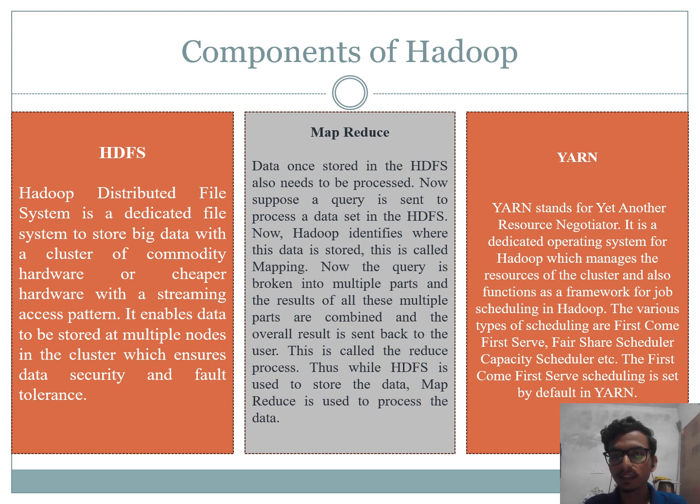Then YARN. YARN stands for Yet Another Resource Negotiator. It is a dedicated operating system for Hadoop, which manages the resources of the cluster and also functions as a framework for job scheduling in Hadoop. So we will see it in the next slides.